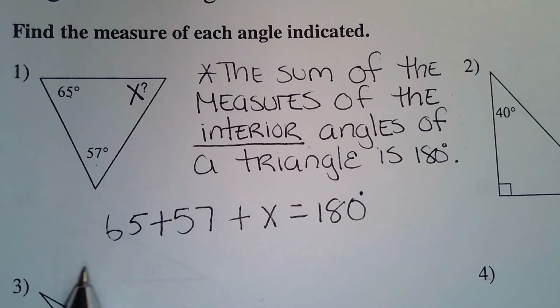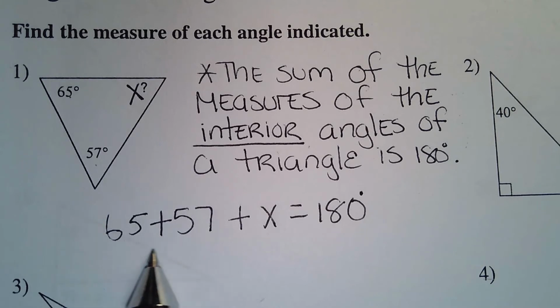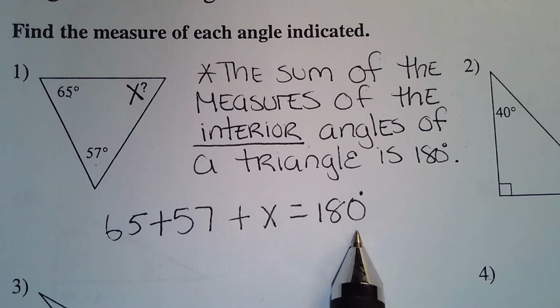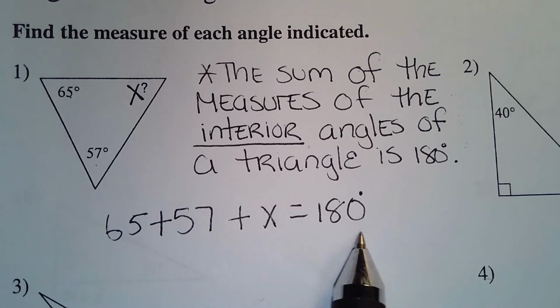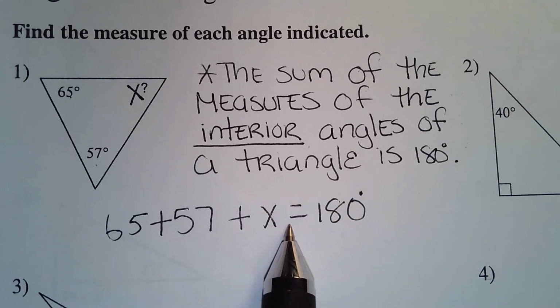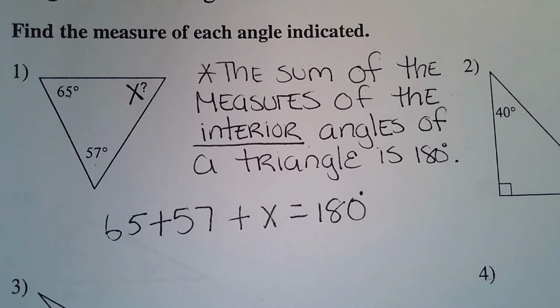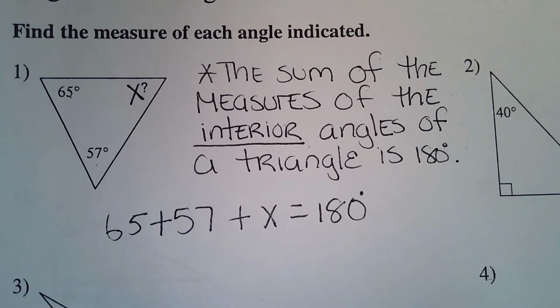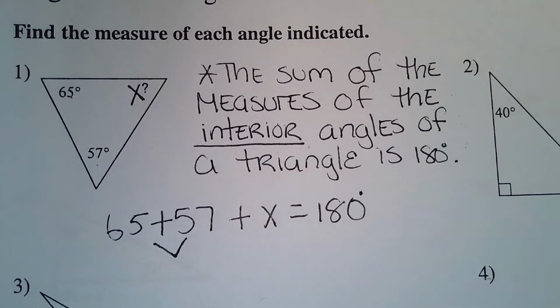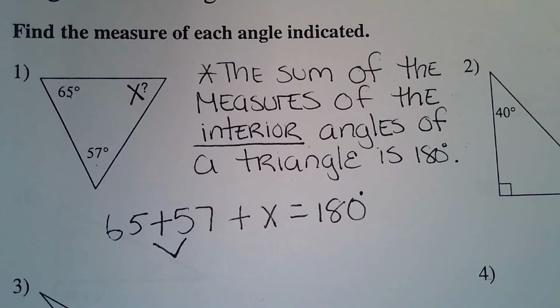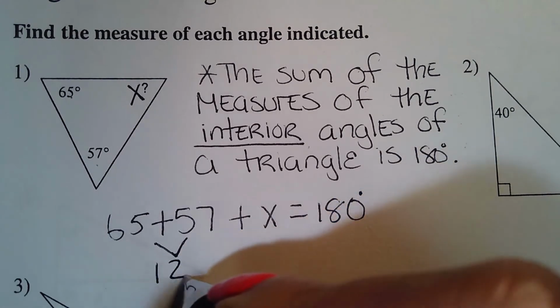So, as you can see and should be familiar with, once you set all of your angles up and use the theorem which says they should be equal to 180, you end up with an equation. See my equal sign? It just means I have a linear equation now, and now you can combine your terms and solve for X. So my like terms here are going to be 65 plus 57, and that simplifies to 122.